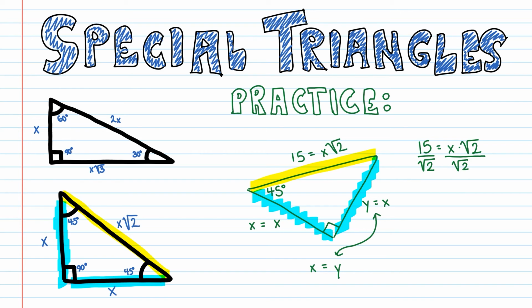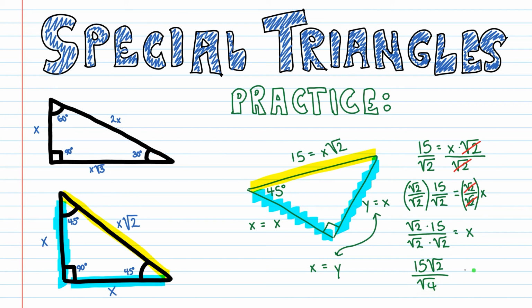So let's divide both of those sides by root 2, and we'll get an answer, but we can't leave it as 15 over root 2. So we actually have to do a little bit more math here. Multiply both sides by root 2 over root 2 to then get our final answer, which is going to be 15 times root 2 divided by 2.